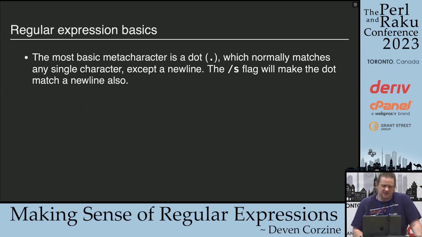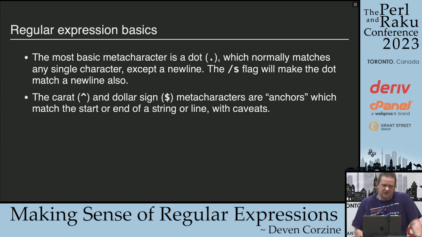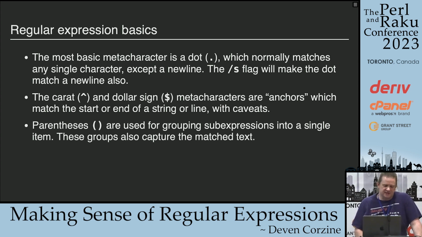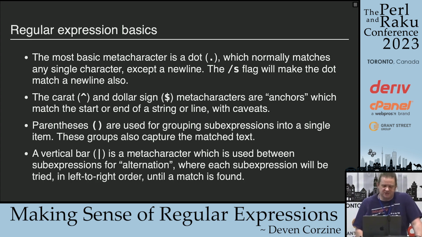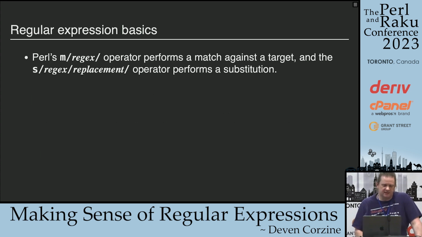The most basic metacharacter is a dot, which normally matches any single character except a newline. The /s flag will make the dot match a newline also. The caret and $ metacharacters are anchors, which match at the start or the end of a string or line with some caveats. They don't match any characters, just that empty space. Parentheses are used for grouping sub-expressions into a single item. These groups also capture the matched text. A vertical bar is a metacharacter which is used between sub-expressions for what's called alternation, where each sub-expression will be tried in left to right order until a match is found.